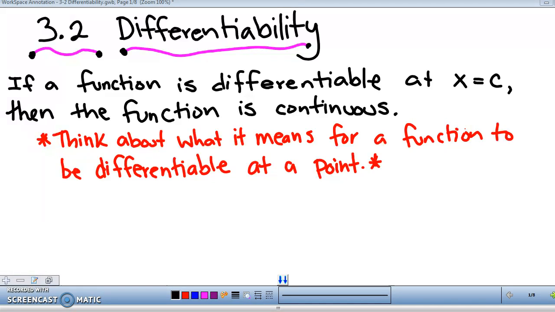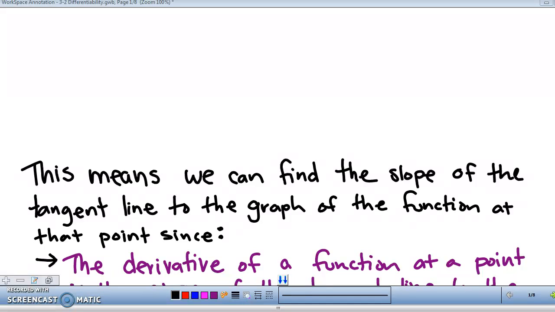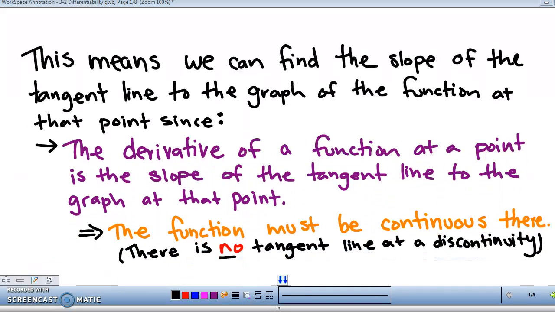So what I want you to do right now is pause the video and think about what it means for a function to be differentiable at a point. So this means we can find the slope of the tangent line to the graph of the function at that point, since the derivative of a function at a point is the slope of the tangent line to the graph at that point. This implies that the function must be continuous there. There is no tangent line at a discontinuity.